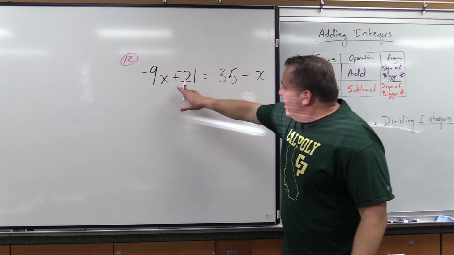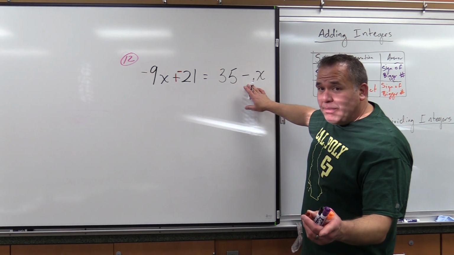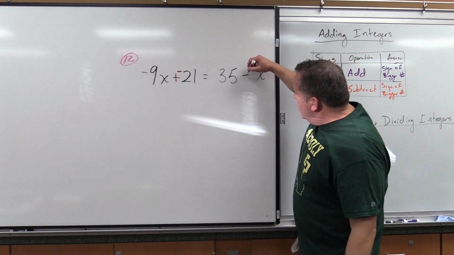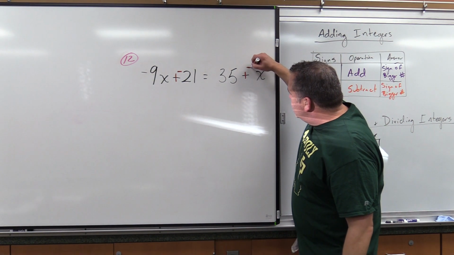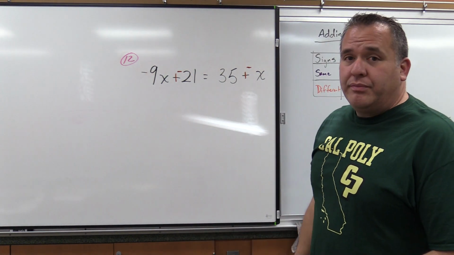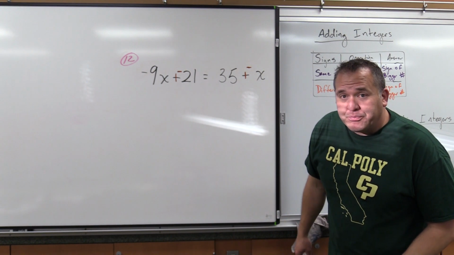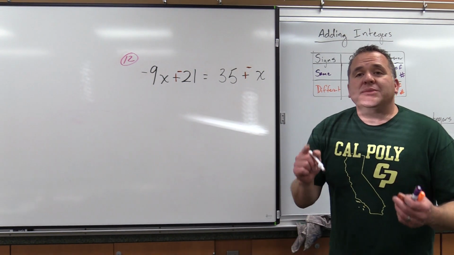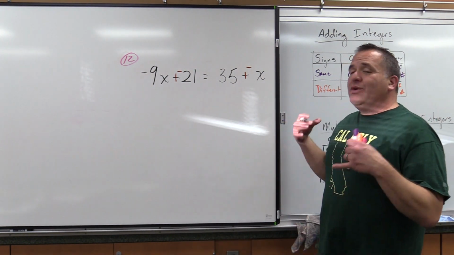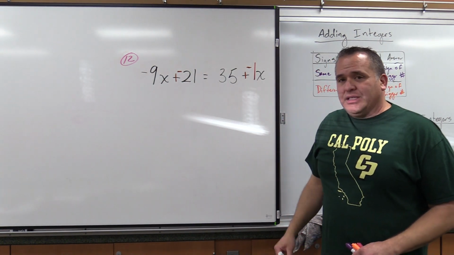Okay? Next, let's keep looking. Nope, that's positive 35. Oy, there's a minus x. We're going to change it. We're going to change this to a plus and make this negative. Now, I don't like negative x. To me, it's missing something. Okay? What number can I put in front of the x? Oh, 1. You can always put a 1 in front of any variable. It will not change the value. So I'm going to put a 1 in front of the x like so.